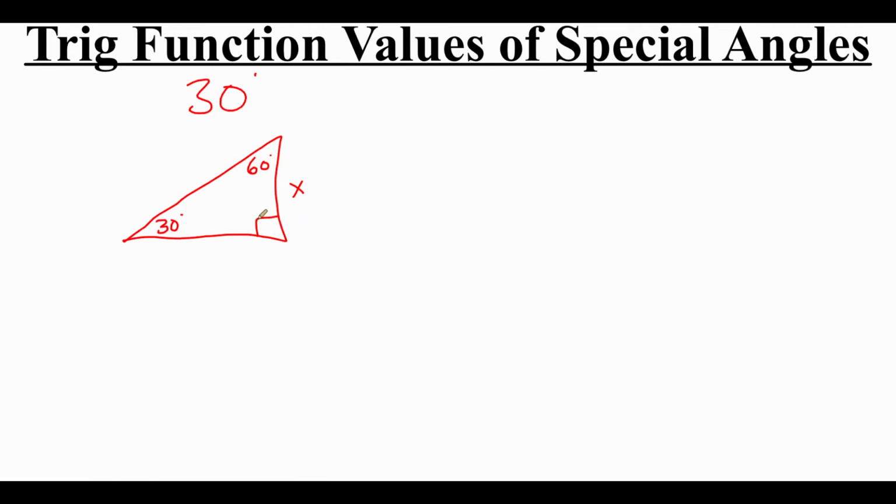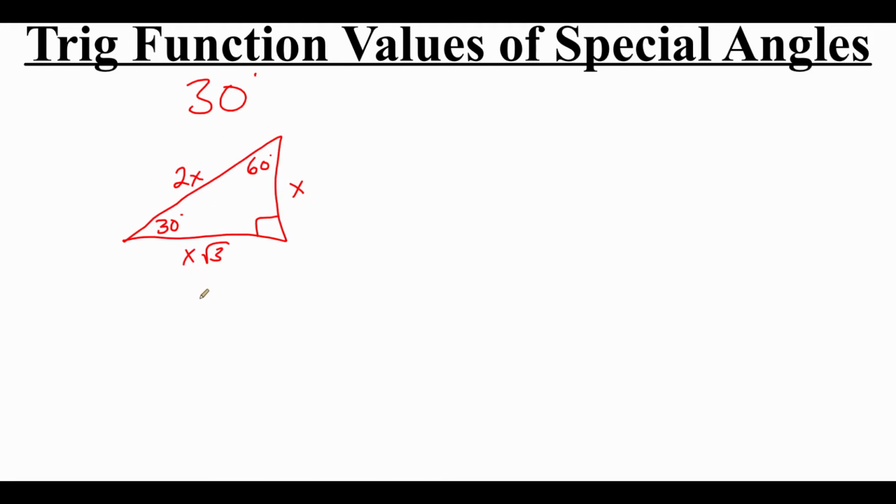The hypotenuse, so across from the 90-degree angle, was always twice as long as the short side, so I'm going to call that 2x. And the side across from the 60-degree angle was whatever that x value was times the square root of 3.